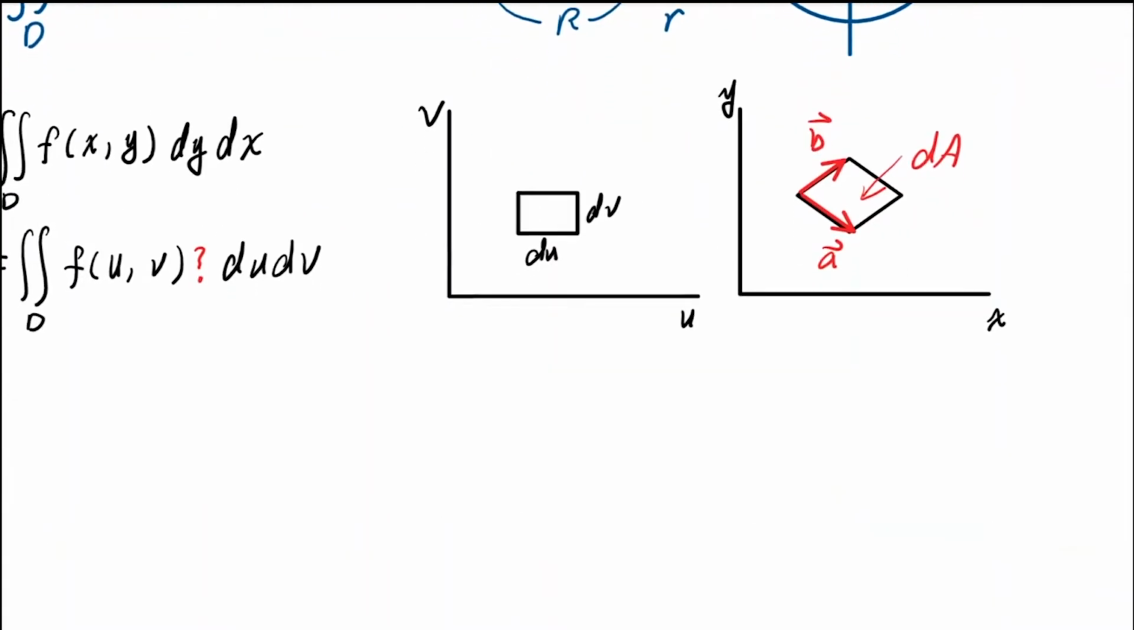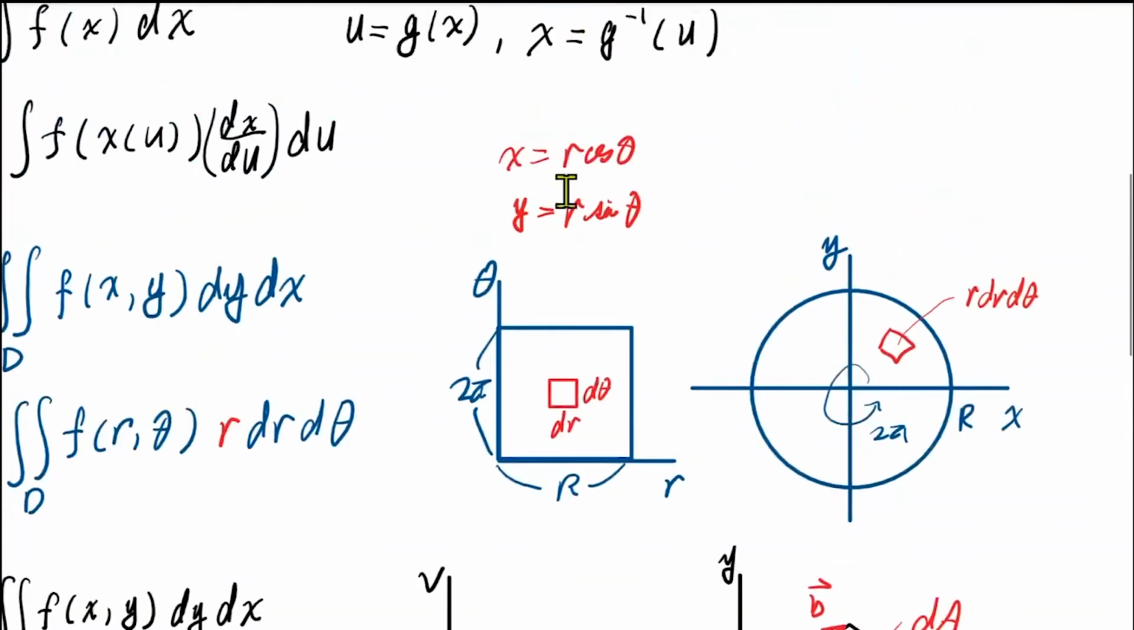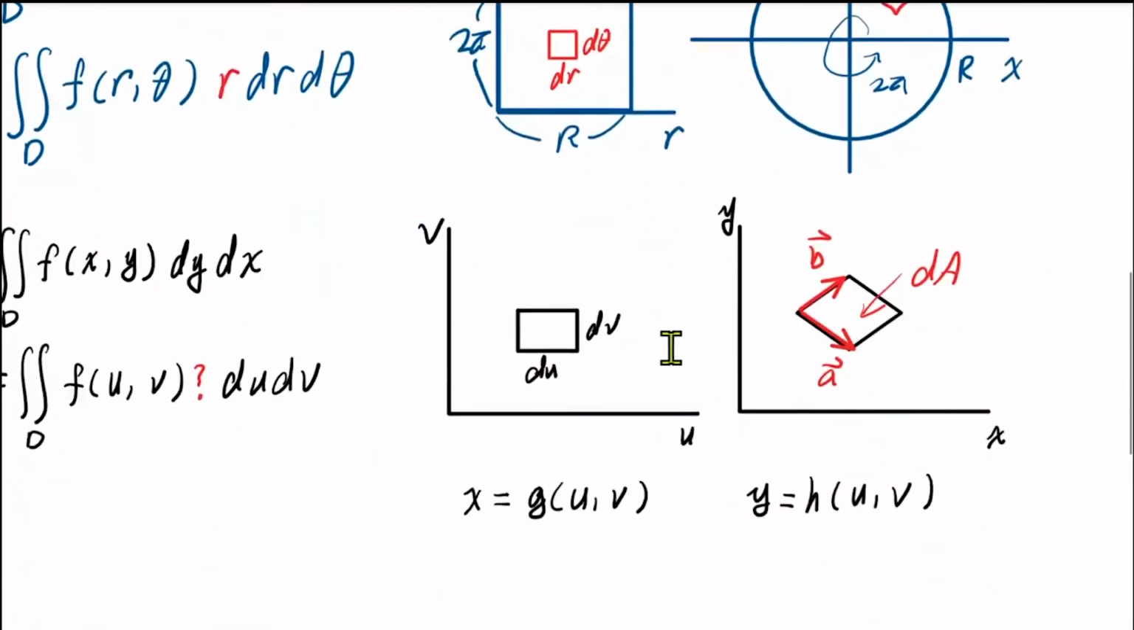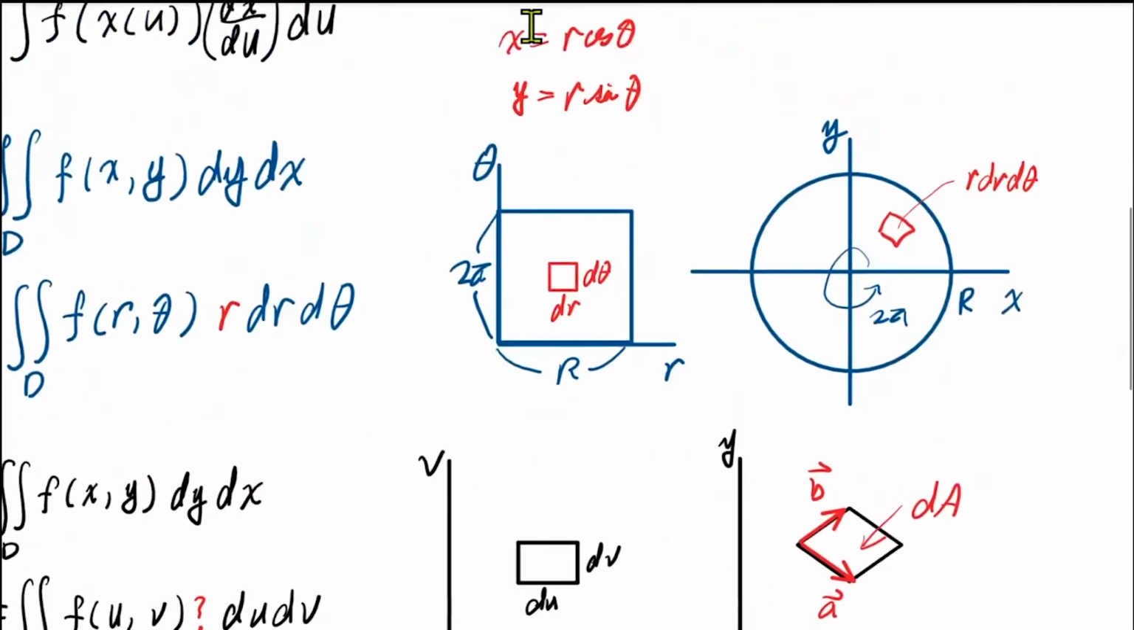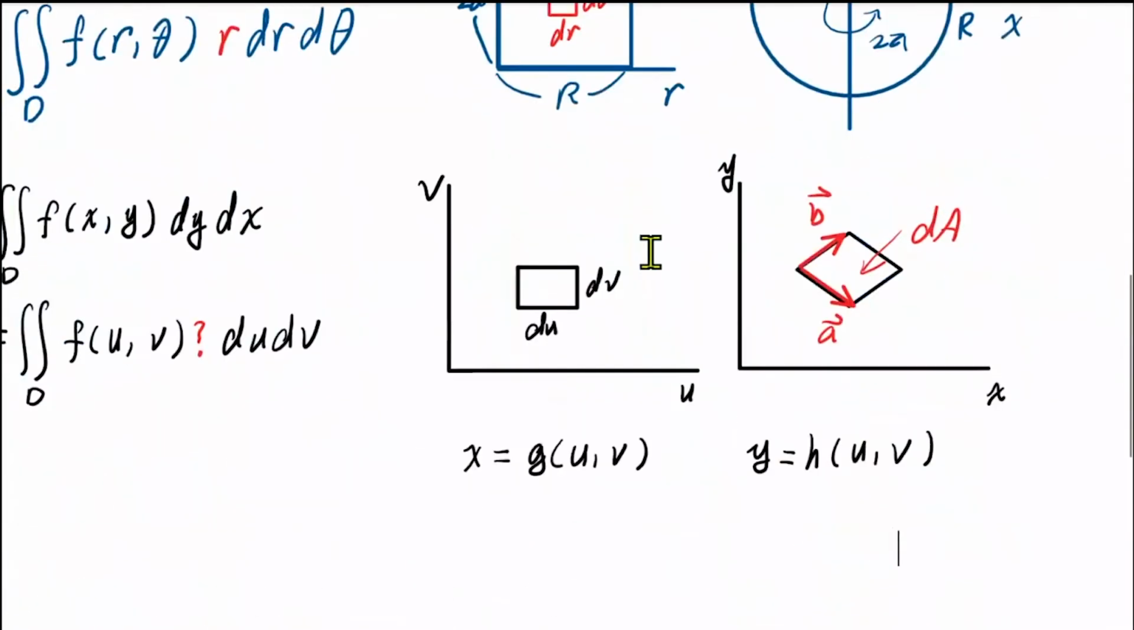So let's say here, say x is some kind of function of, let's say, g of u and v. And then y is some kind of function, say h of u and v. This g and h kind of means these things. You know what I'm saying? They are both two variable functions. In this case, r cosine theta, r sine theta. Okay.